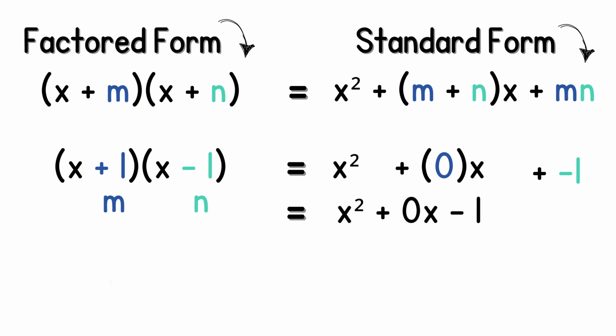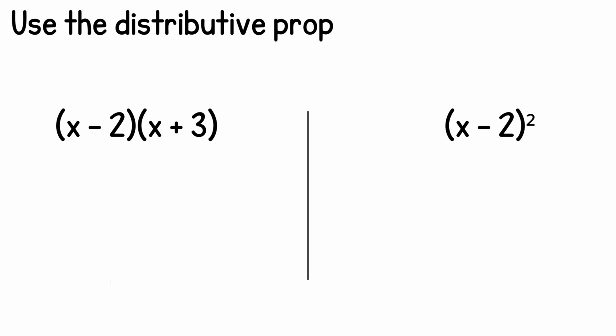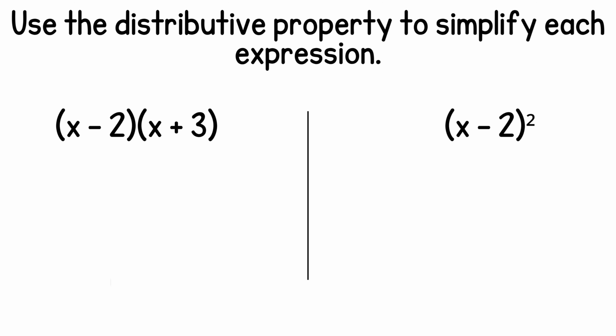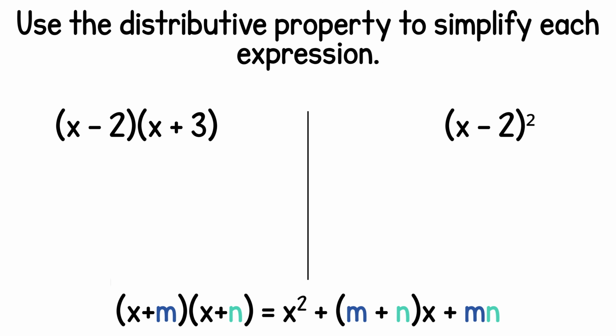Let's look at a few more examples. We're going to use the distributive property to simplify each expression. We'll put our property on the bottom so we know how to convert from factored form into standard form. So we'll start by looking at our first example. We can see that m is negative 2 and n is positive 3. So we'll start by writing x squared, and then we'll add our x term whose coefficient is negative 2 plus 3. This simplifies to just positive 1x.